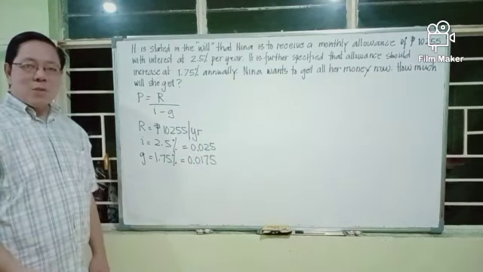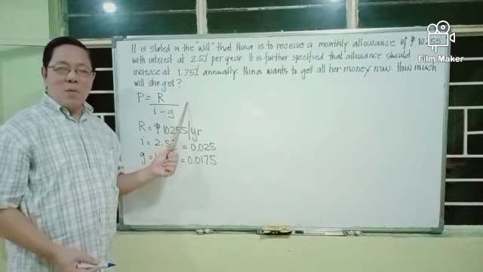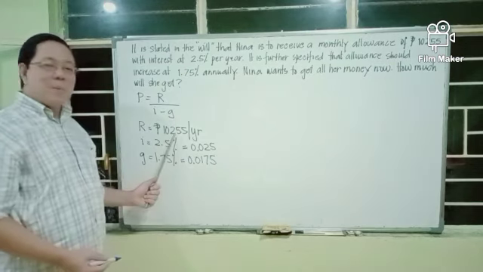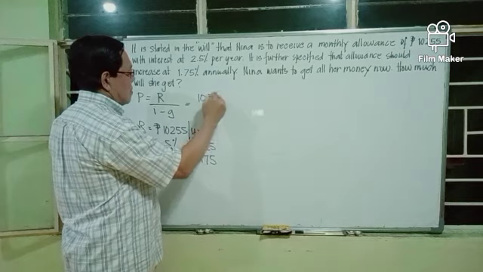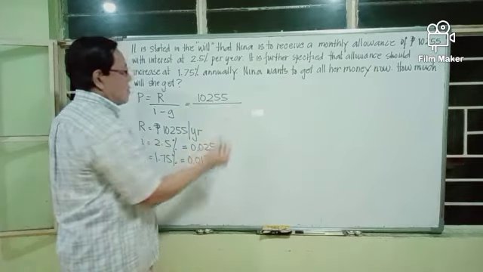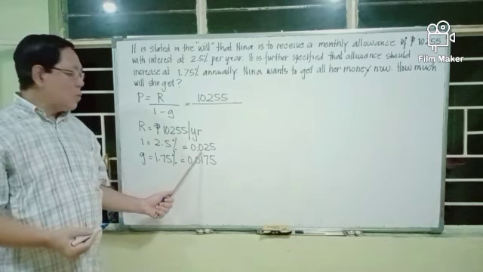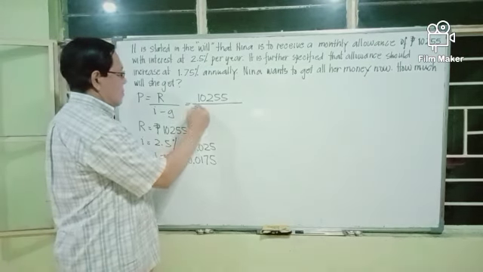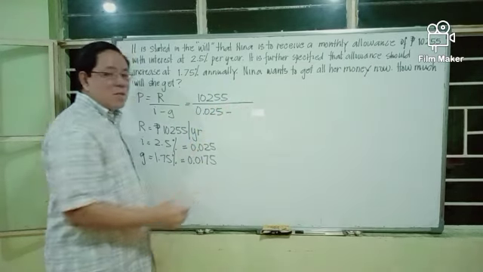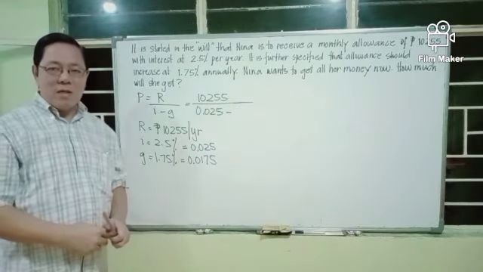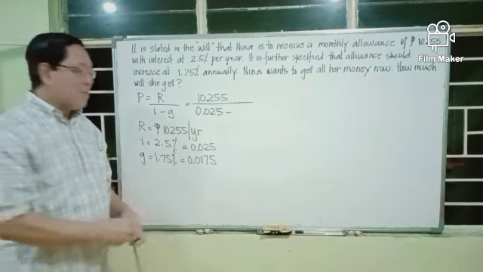And we substitute the given information into this formula. P is equal to R, 10,255, divided by I in decimal number 0.025, minus the growth rate, the rate at which the allowance increases every year, 0.0175.